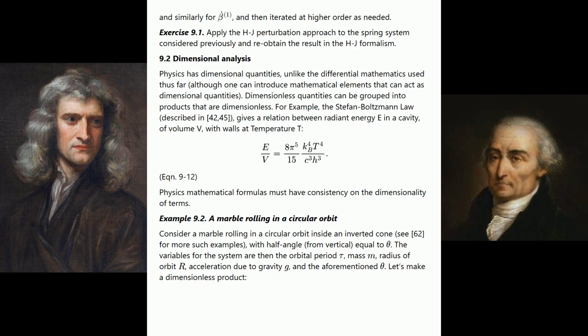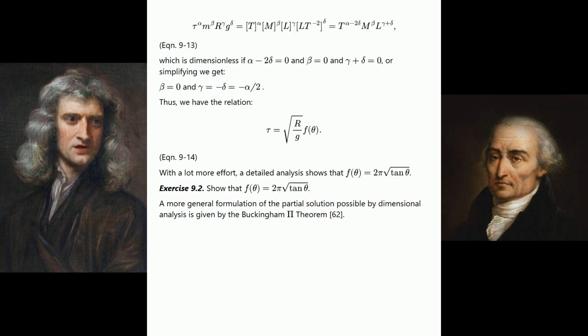Let's make a dimensionless product. See equation 9-13, which is dimensionless if alpha minus 2 delta equals 0 and beta equals 0 and gamma plus delta equals 0, or simplifying we get beta equals 0 and gamma equals negative delta equals negative alpha divided by 2. Thus, we have the relation.